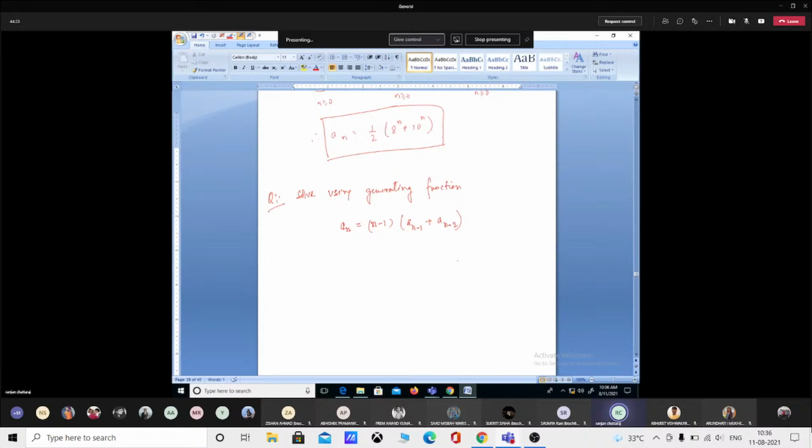Suppose you are taking n is equal to 7, so this becomes 6a_6 plus 6a_5 like this. So if you change the n, the coefficient will also change. That means it is not a constant coefficient. So how do we tackle this problem? You see, we can solve it. These are special types of problems.